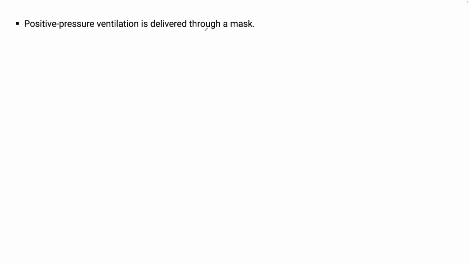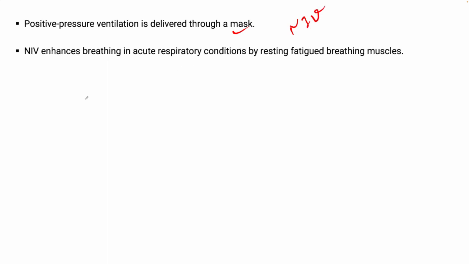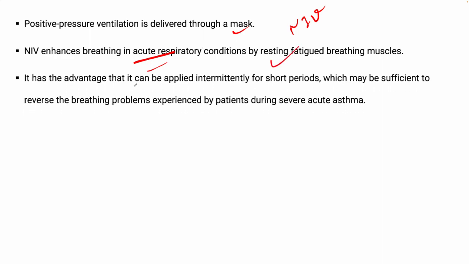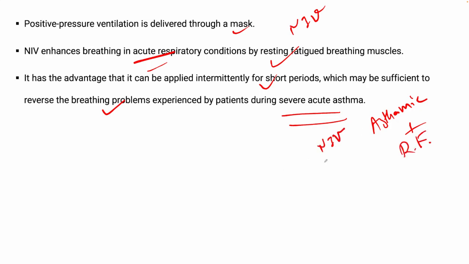Positive pressure ventilation is delivered through a mask. So if you are delivering NIV, we have already seen it is delivered through a mask. NIV enhances breathing in acute respiratory conditions by arresting fatigue in the breathing muscles. Another advantage is it can be applied intermittently for a short period, which may be sufficient to reverse the breathing problems experienced in severe acute asthma. So if any asthmatic patient is there along with respiratory failure, then you can try NIV, because you can provide it for a shorter duration to reverse the symptoms of asthma.